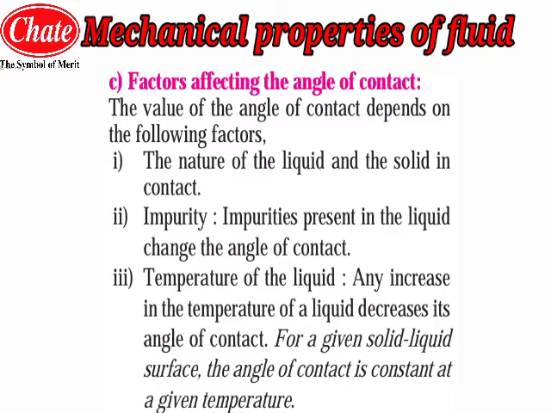The first one is the nature of liquid and the solid in contact, means the intermolecular forces of the liquid and what kind of liquid we are using, and the solid, whether it is rough or smooth, that will also matter. Thus the nature of liquid and the solid will affect the angle of contact. And the second one is impurity. The impurity present in the liquid changes the angle of contact, means as the amount of impurity present changes, the intermolecular forces and the surface tension will also change.